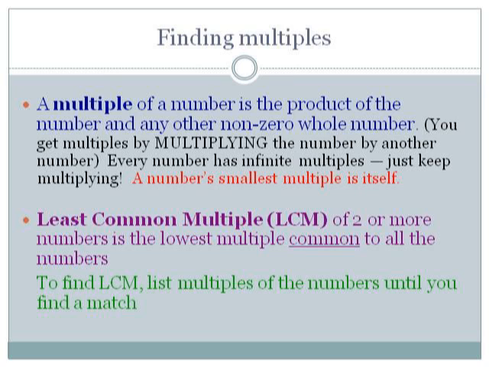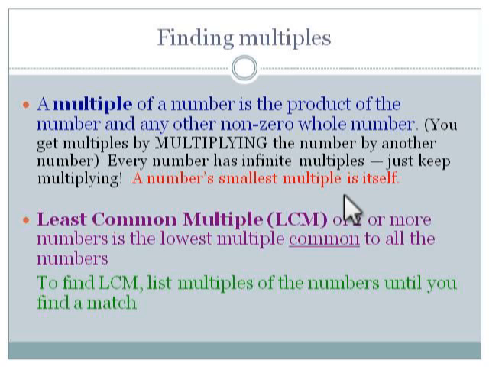A multiple of a number is the product of the number and any non-zero number. So in other words, you get multiples by multiplying by that number. So if you wanted the multiples of 4, they would be 4, 8, 12, 16, 20, and they would continue on forever. It's infinite. Set of multiples are infinite. A number's smallest multiple would be itself.